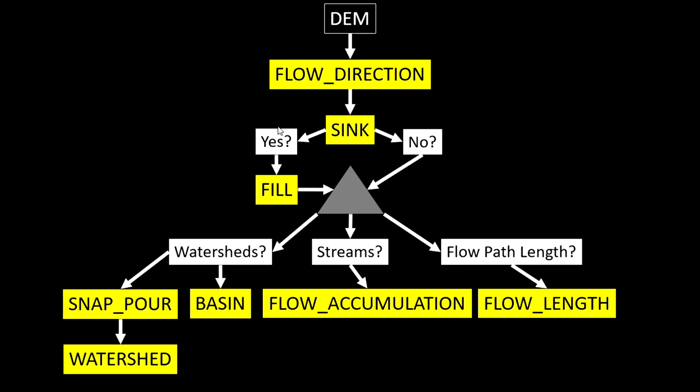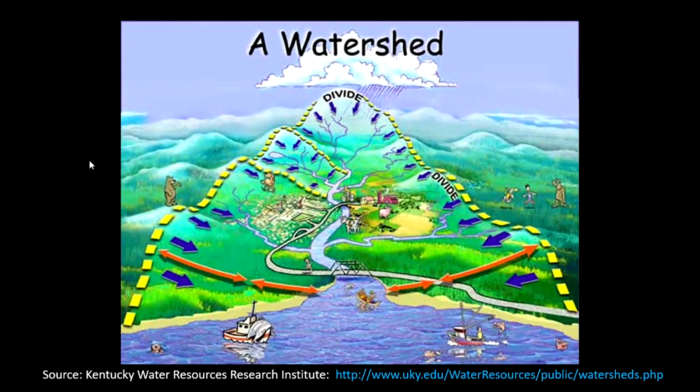And finally, we've reached the end of the hydrologic modeling process and our flow chart. Here we have our snap, pour, and watershed functions. In terms of what is a watershed, it's quite similar to a basin. However, it can be really anywhere. What a watershed is in GIS lingo is the upslope area that contributes flow to a given cell.